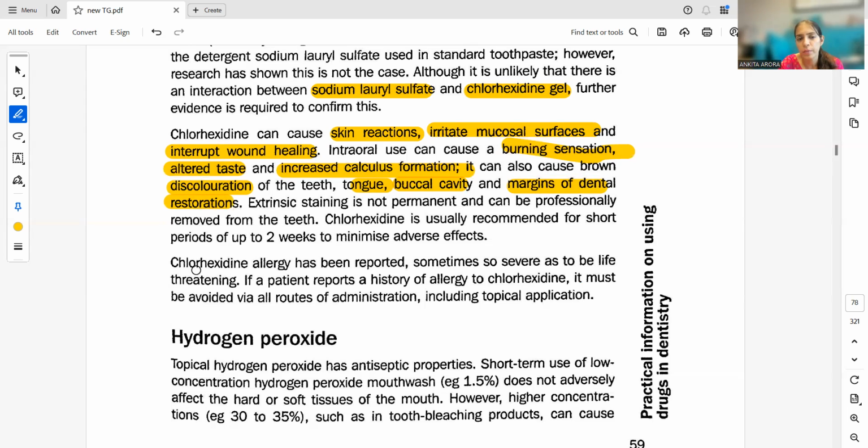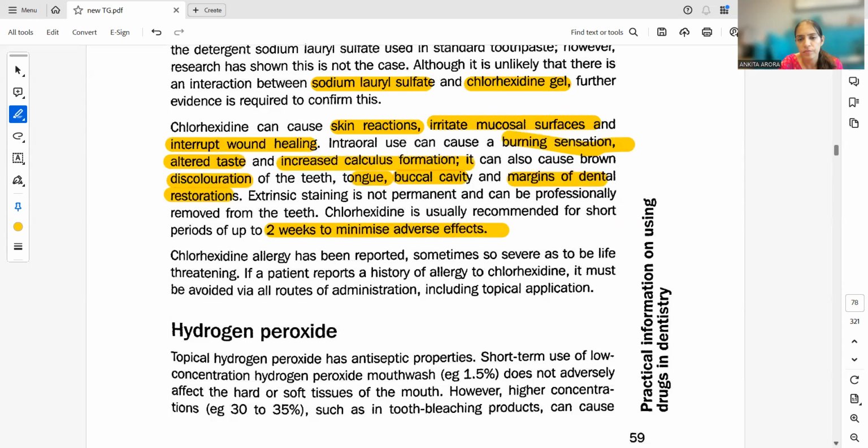Chlorhexidine is usually recommended for short periods of up to 2 weeks to minimize the adverse effects. Chlorhexidine allergy has been reported, sometimes so severe as to be life-threatening. If a patient reports a history of allergy to chlorhexidine, it must be avoided via all routes of administration, including topical application.